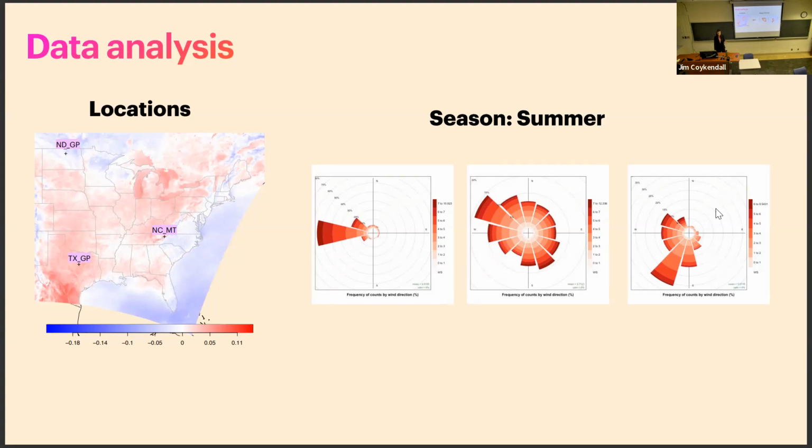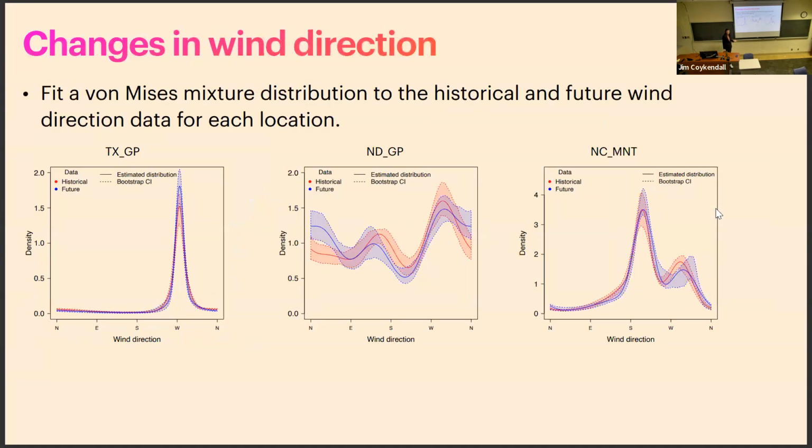So to look for changes in our wind data, we start with looking for changes in the wind direction data. To do that, we fit a von Mises mixture distribution to the historical and future wind direction data for each of the 3 locations, and we plot the estimates on this slide here. The red color is the historical estimate, and the blue color is the future estimate.